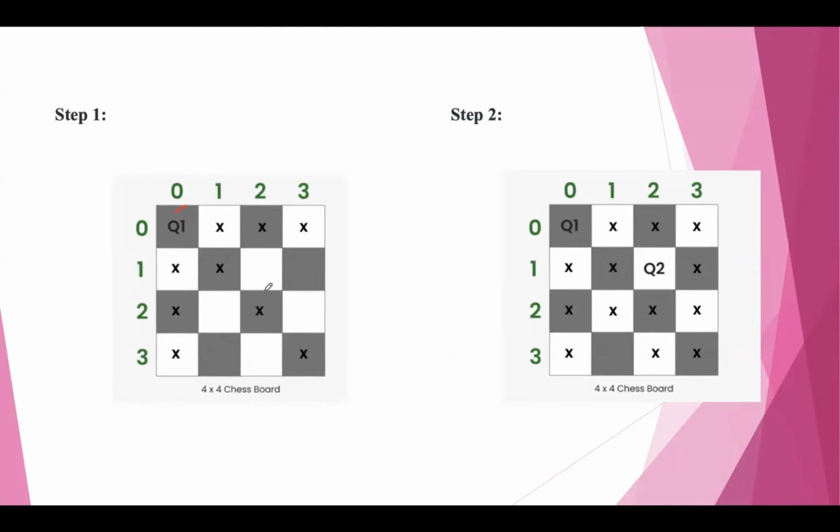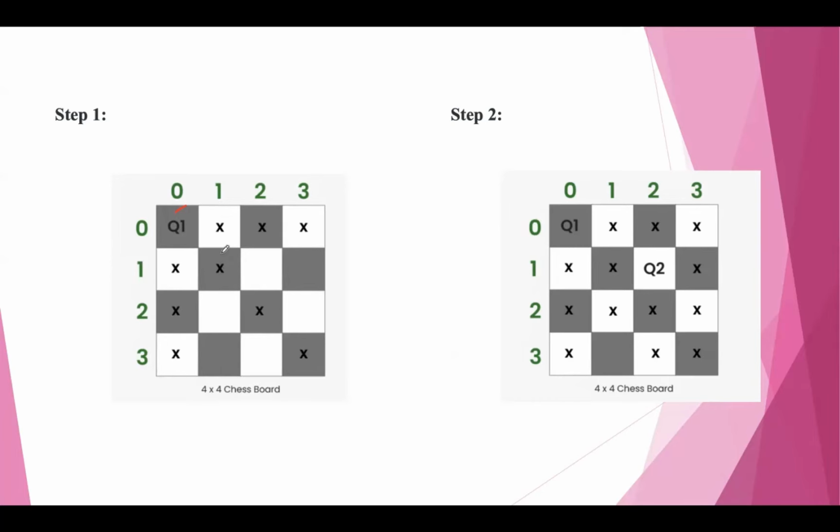And if there is no safe cell, or if there are any clashes, then you need to implement backtracking. That means undo the placement of the most recent queen. Okay. And you need to use the same procedure.